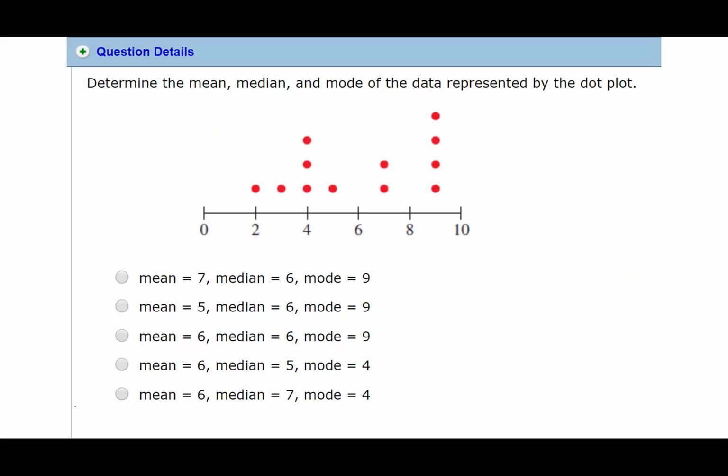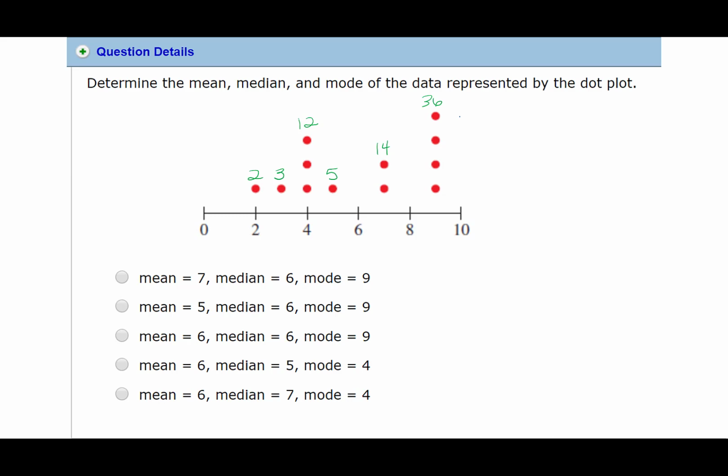Okay, next question says determine the mean, median, and mode of the data represented by the dot plot. Each one of these dots will represent an individual data point. So this first dot is a 2, then we have a 3, and then there are 3 4s, which a better way to write that is 12. There's 1 5, there's 2 7s, which we'll write as 14, and there's 4 9s, which is a 36. You can already tell what the mode will be. The mode's going to be 9 because it has the most number of dots.